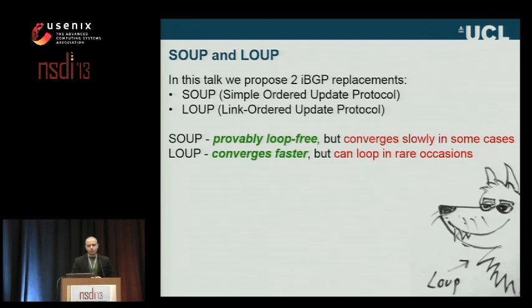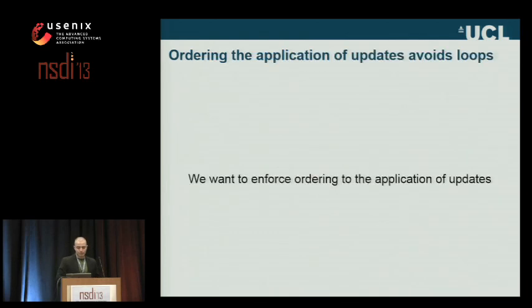So today I will present 2 protocols. SOUP, which stands for the Simple Ordered Update Protocol, is a provably loop-free alternative to iBGP, which avoids the problem that I just showed. However, it can increase convergence times in some cases. And LOUP, the Link Ordered Update Protocol, is an optimization of SOUP, which converges faster, but may very rarely loop.